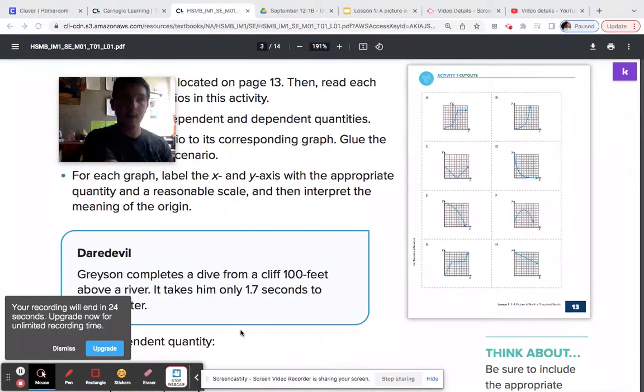So I recommend going to the next video. We're going to go through a few more of these to make sure we have a clear understanding, and then we're going to talk about how to identify independent and dependent variables. And then you can do your activity.